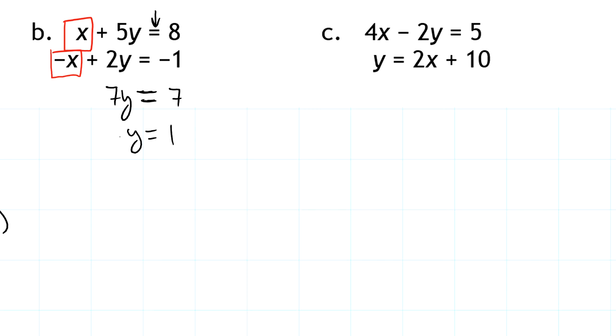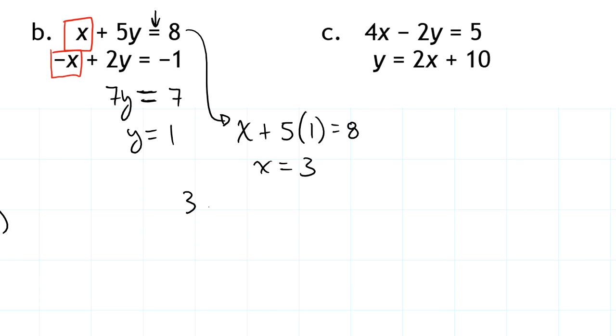And now if I'm going to solve for x, I need to plug this value of y into one of the equations. I'm going to choose the top one. So when I plug in y there, I have x plus 5 times y, y was 1, and that equals the number 8. So x equals 8 minus 5, or 3. So our solution here is 3 comma 1.